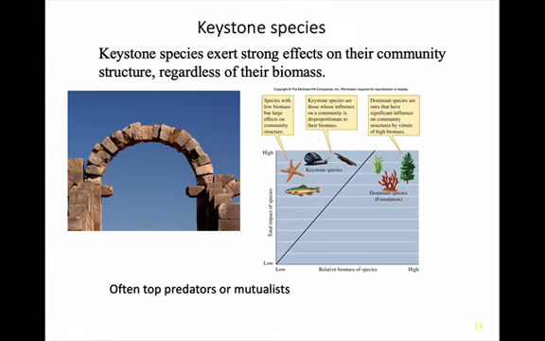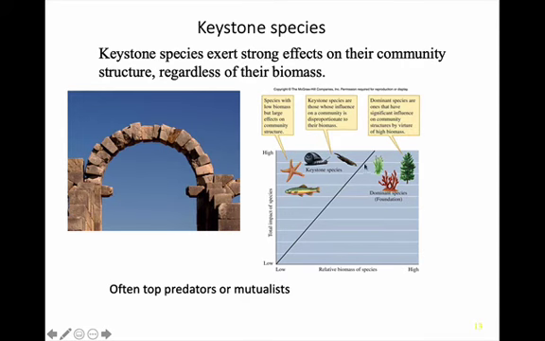Okay, so here's an example of the difference between keystone species, which can have relatively low biomass, but their impact is high, versus these dominant species that we sometimes call indicator species, where they have high biomass and they support a lot of energy flow within the community. Okay, so these guys are obvious. These guys are not necessarily obvious. You may not know that you're dealing with a keystone species unless you do an experiment.